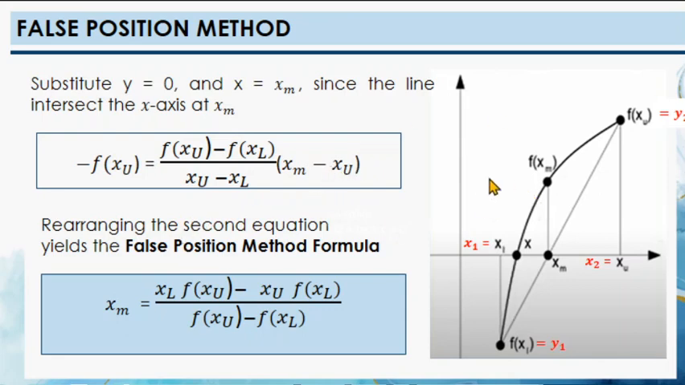So, rearranging the second equation yields the false position method formula. Ito na yung ating false position method formula natin sa x sub m kapag false position ang gagamitin natin. So, we have x sub m is equal to x sub l multiplied by f of x sub u minus x sub u multiplied by f of x sub l, all over f of x sub u minus f of x sub l.